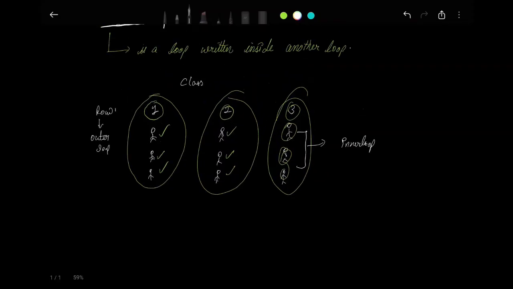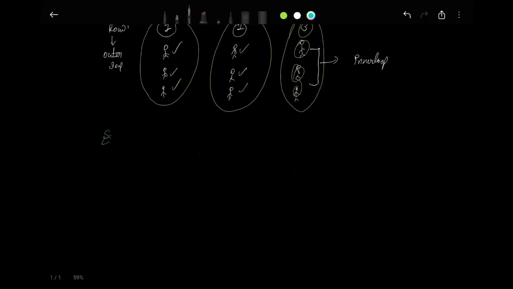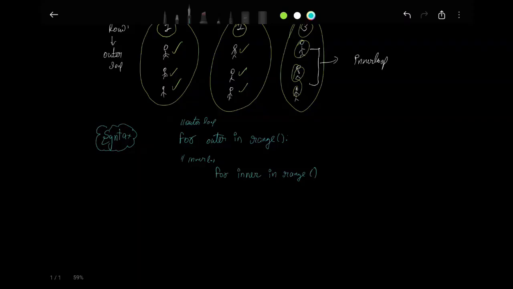Now we will look at the syntax of nested loops. For a nested loop, we write our outer loop first. This is our outer loop: for outer in range. And inside the outer loop, we write our inner loop, which is for inner in range, and inside the inner loop we write the statement.